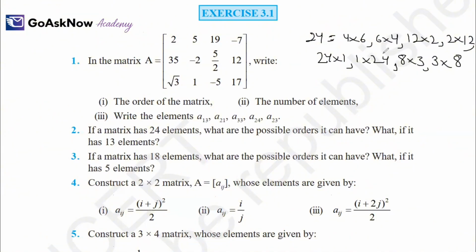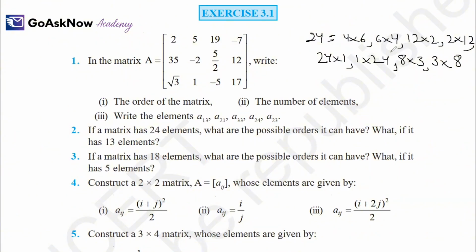So these are all the factors of 24 in natural numbers. These are 4 into 6, 6 into 4, 12 into 2, 2 into 12, 24 into 1, 1 into 24, 8 into 3, 3 into 8. How many possible orders are there? 1, 2, 3, 4, 5, 6, 7, 8. So a total of 8 orders can be possible here.